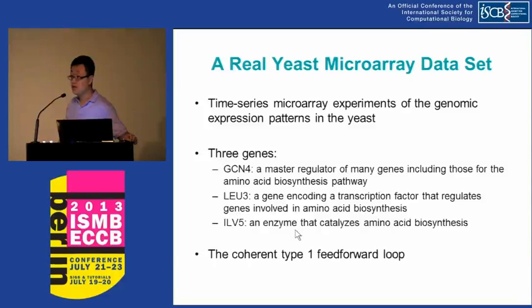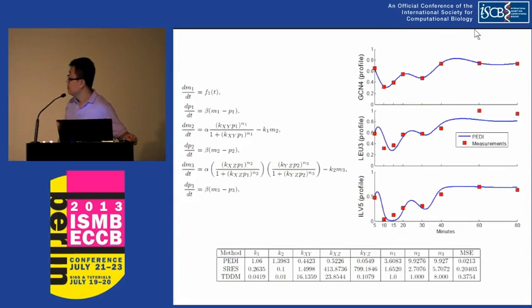All of them are very important for the amino acid biosynthesis pathways. And they form a coherent type 1 feed-forward loop. So these are the ODEs of this model, and the red squared points are the observed data, and the blue curves are the curves reproduced by PEDI. And you can see that PEDI can relatively well capture the trend of those observed data points.